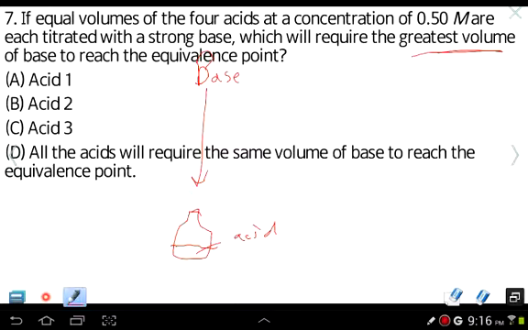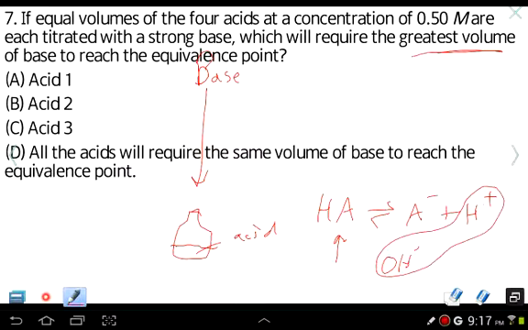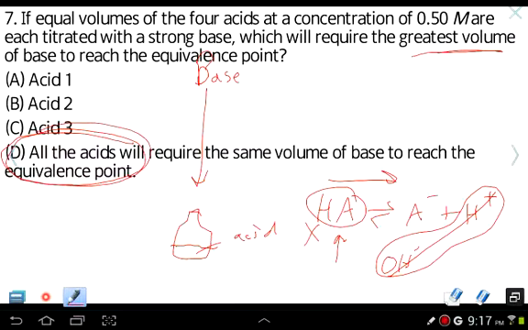base, because even if it's weak, when you neutralize a weak acid, essentially you get rid of it; a weak acid dissociates, remember again. So when you neutralize, when you put OH into here, essentially the OH neutralizes the H plus and more of the acid dissolves until all of it is titrated. So actually the answer is it does not matter. All the acids will require the same volume of base to reach the equivalence point.